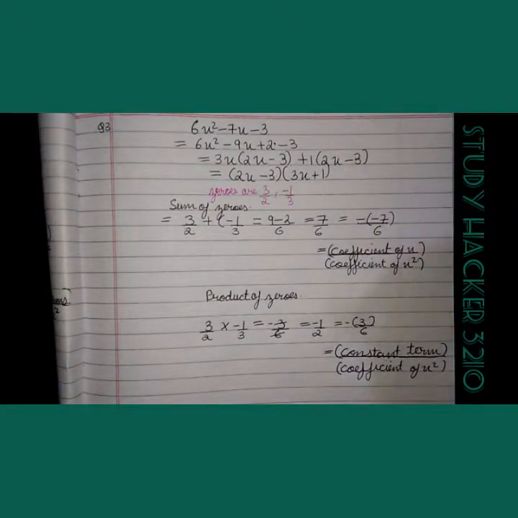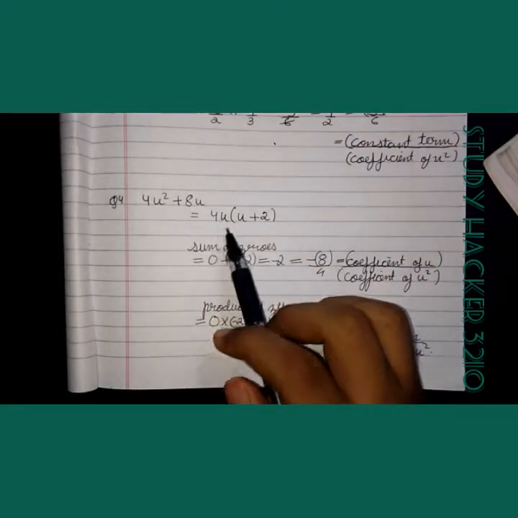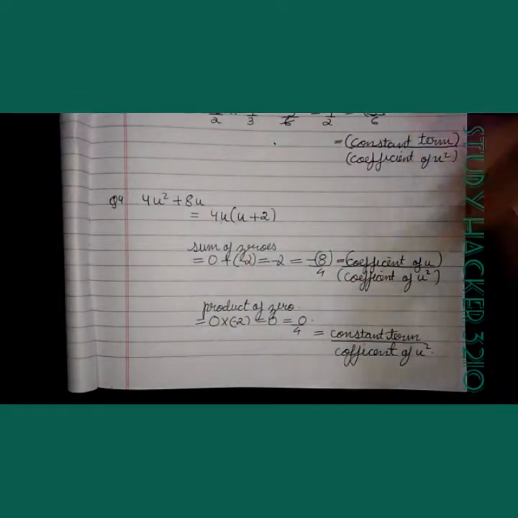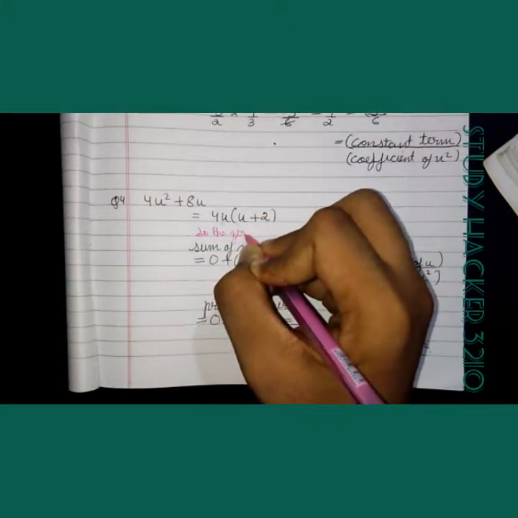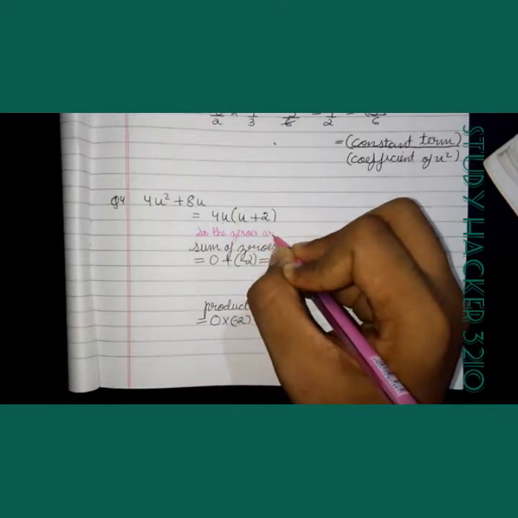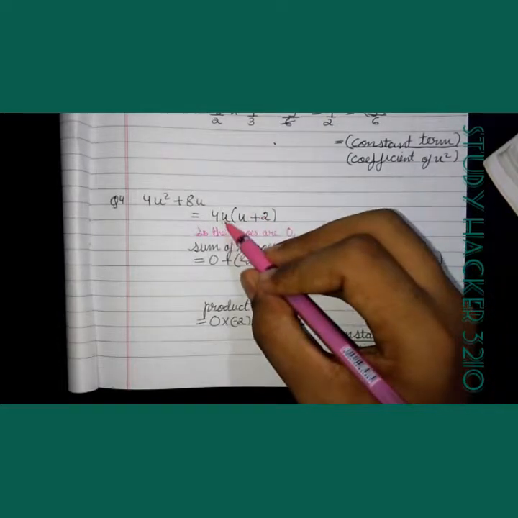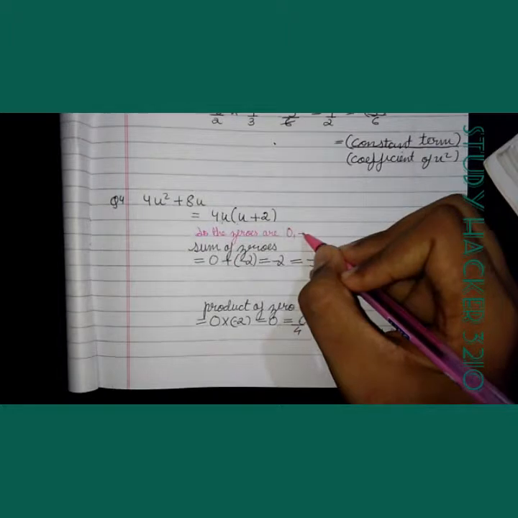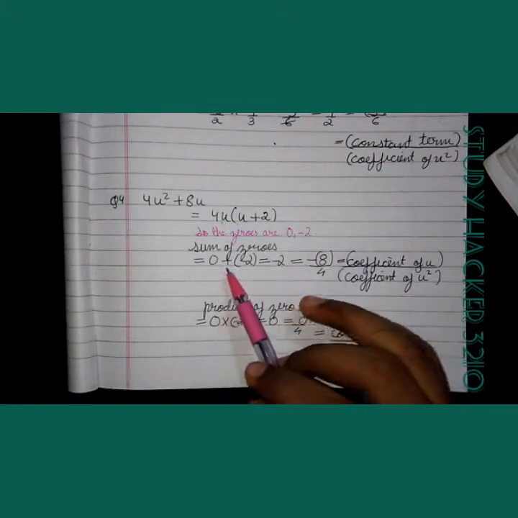Now we are moving on to question number 4. Here is question number 4 and the answer. First we will take common, here we have taken 4u common. So the zeros are 0, as there is only one common, so 1 into 0 equals 0, and minus 2. So here are the two zeros. So we have got the zeros.